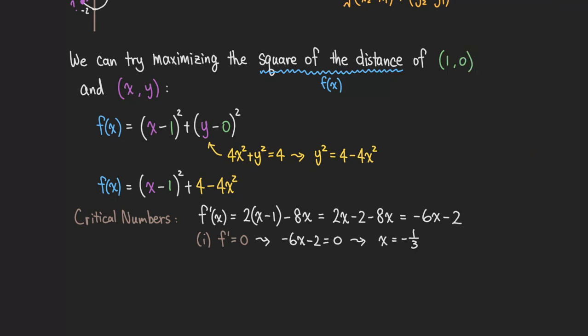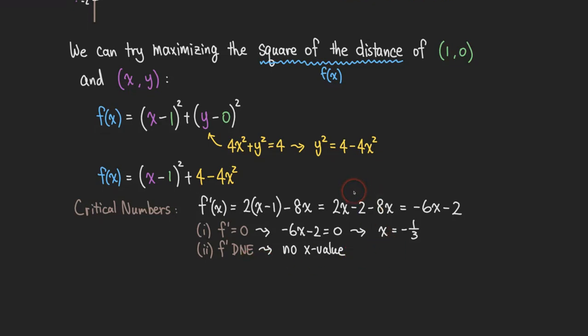And then because we're getting a linear function right here, that's our first derivative, there is no value that we plug in for which f prime does not exist. So that's really saying that there is no x value that will cause f prime to be undefined. Okay, so there is only one critical number.